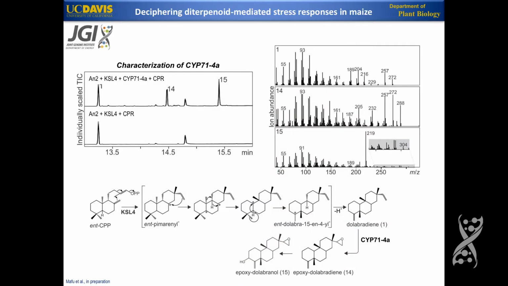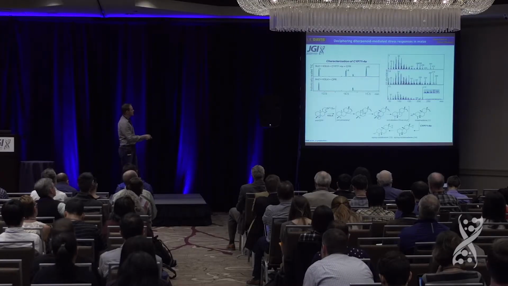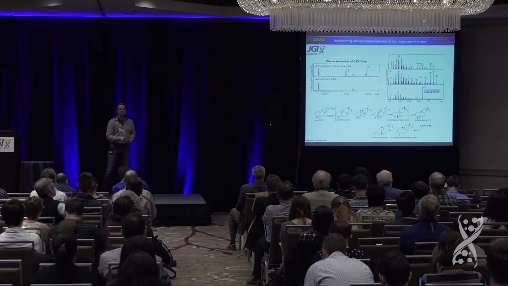And so we co-expressed this both in yeast and tobacco, and we could see when we combine it with AN2 and the KS4, we throw the P450 in, we can actually now take dolabradiene, and it is a sequential reaction where it first attaches this very unusual epoxide group to the scaffold, and then here it's a C3, an additional hydroxy group. So now this is actually a completely new group of diterpenes that we hadn't seen before in maize. So we turned things around a little bit, where now we went with the enzymes and we found new compounds that we didn't know before.